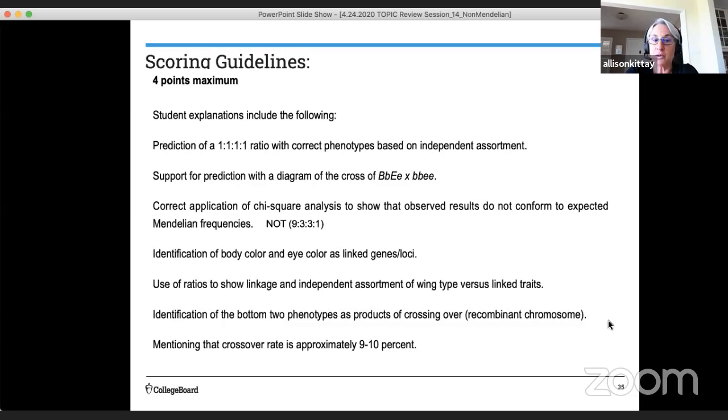You could show ratios to show linkage and independent assortment of wing type versus linked traits. You could identify the bottom two phenotypes as the products of crossing over, which are those recombinant phenotypes. And then you can also do the crossover rate. You could do the recombination frequency, which is between 9 and 10%.